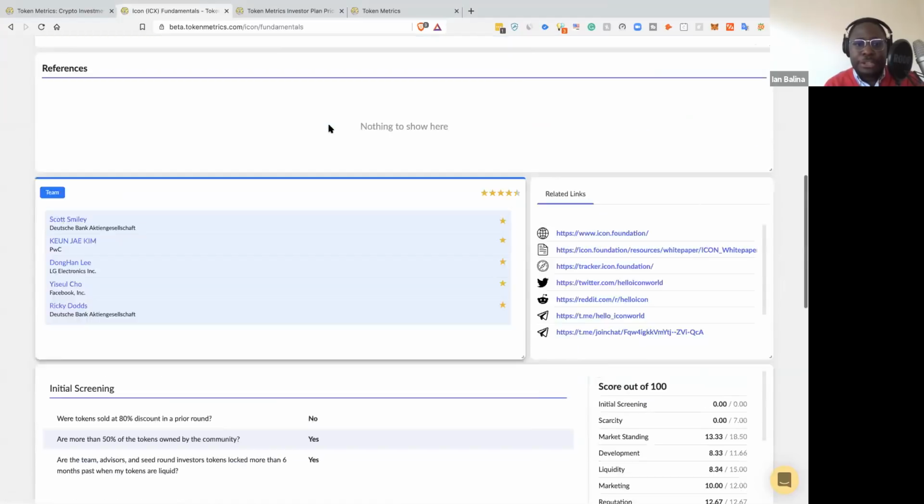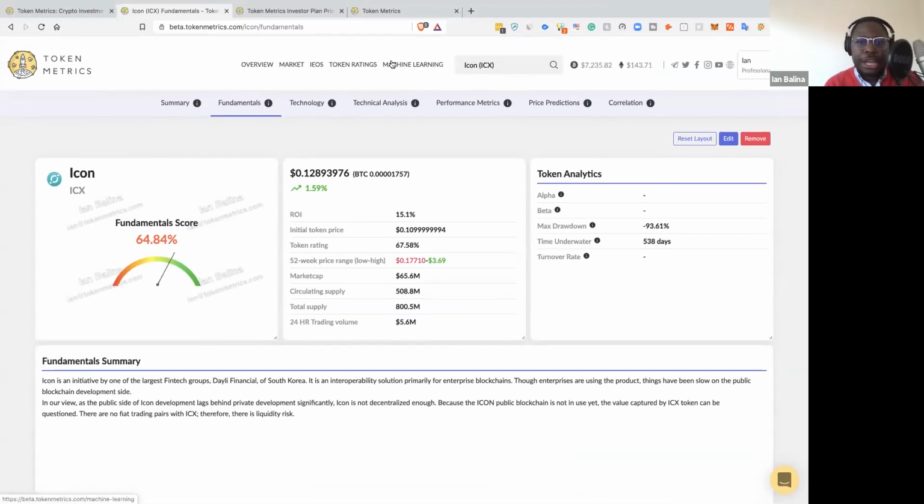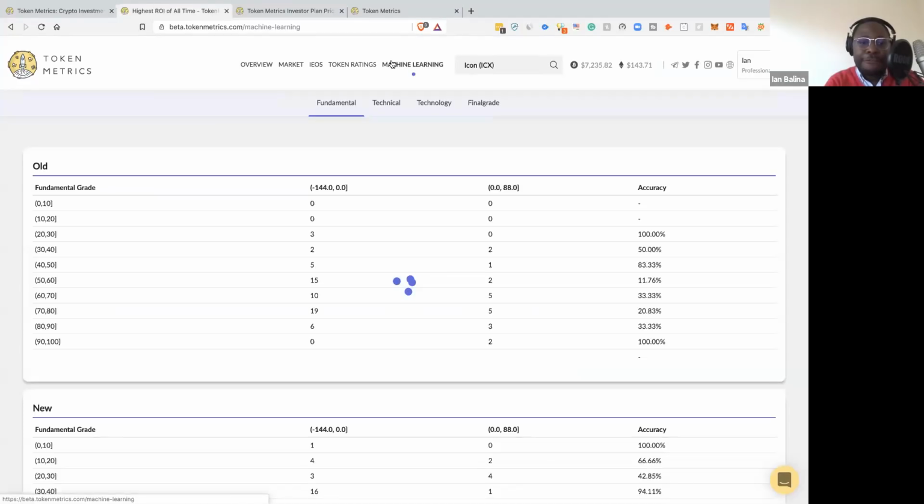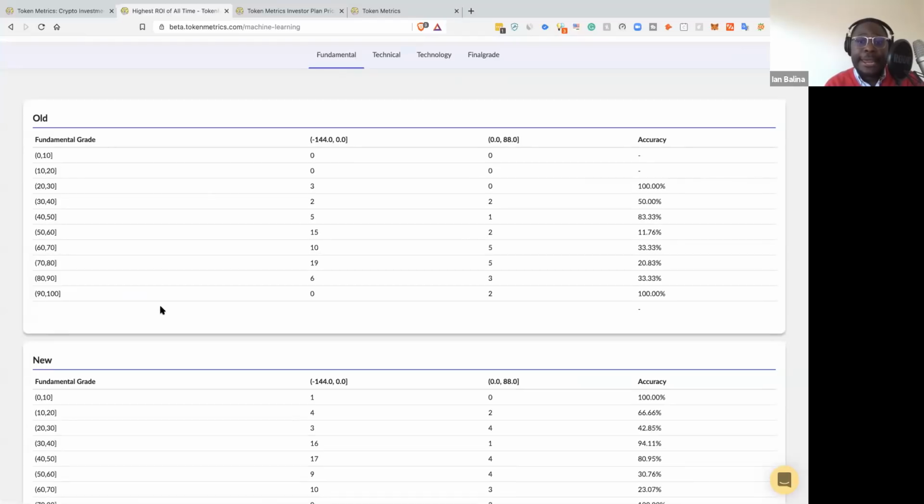And then for transparency, this month we plan to fix this page so that you have full transparency on the grading system. You have the prior grades and the new grades. So as it's changing, you can see the accuracy and the performance, whether it's outperforming Bitcoin and it has alpha. So we want to make sure everything is fully transparent for everybody.